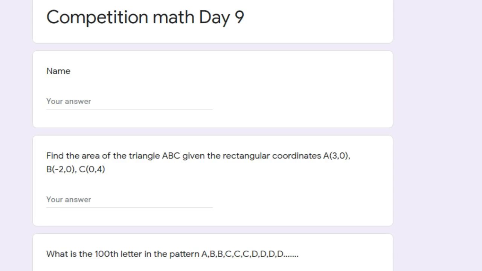And then the bottom question comes out of a competition math series that the University of Nebraska puts out. It's called the Probe Exam: Problems Requiring Original Brilliant Effort. And what is the 100th letter in the pattern A, B, B, C, C, C, D, D, D, D? Good luck, and I'll answer them shortly.